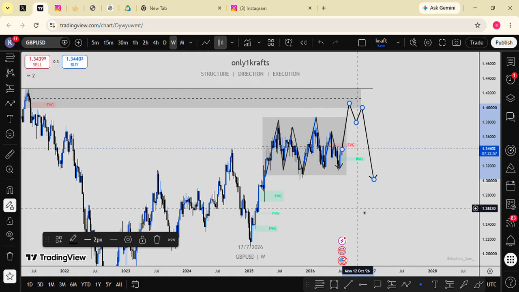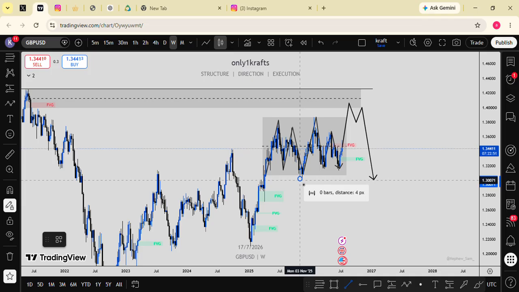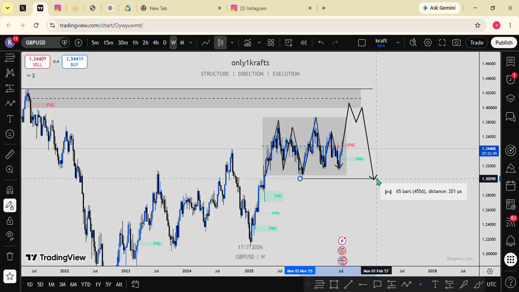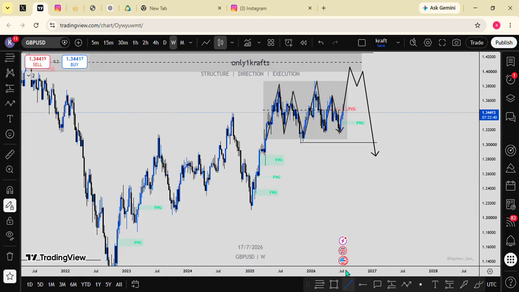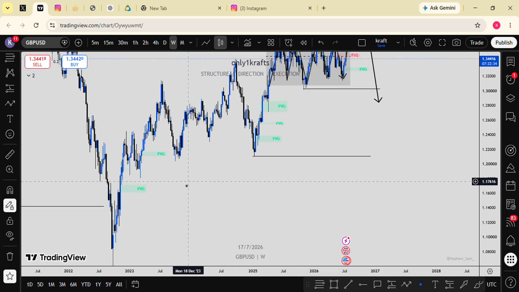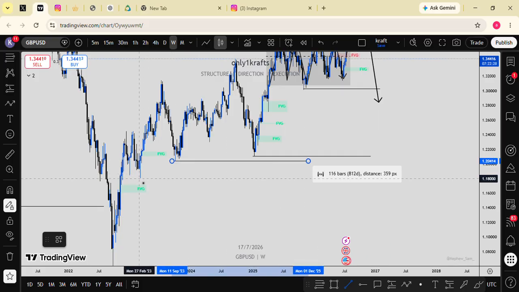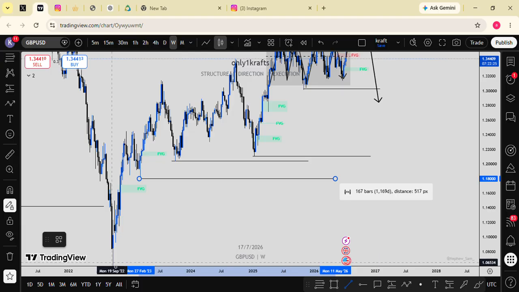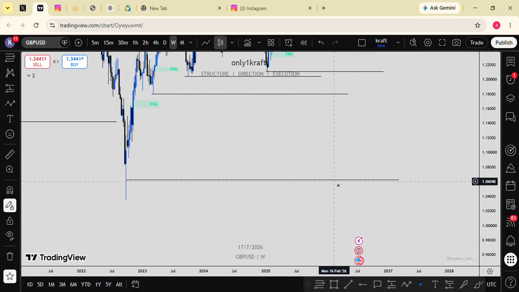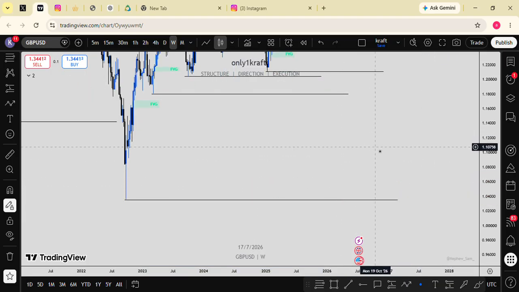And then after that, if we close below this level, let's say we get a break of structure here, then we can continue selling till we take this one out next. Which will be next? I think this one first, then this one, then this one right here, so we can continue being bearish. But until then, the market is still ranging until we break out.